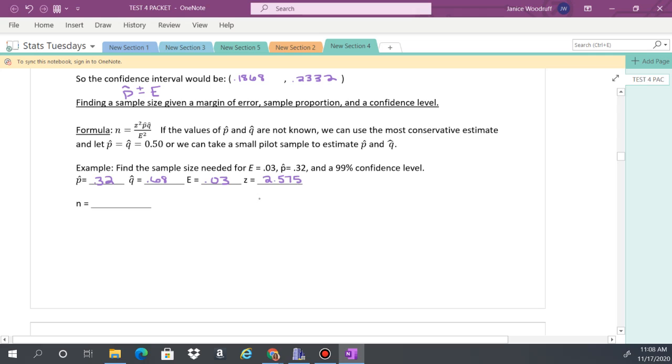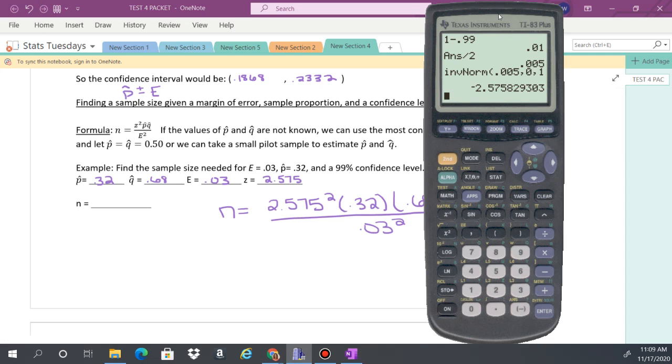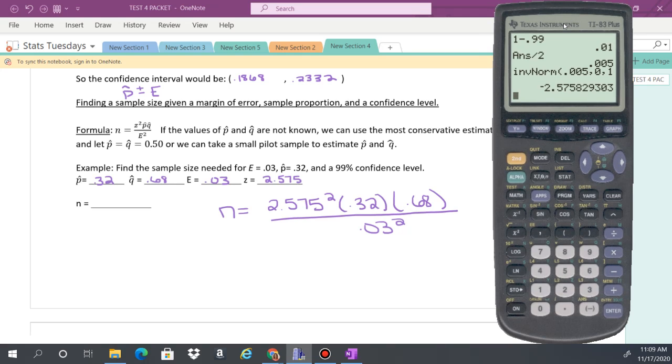Okay, so we have everything we need. We just need to plug this into the formula. So the formula is going to be n equals z squared, so 2.575 squared, times p, 0.32, q, 0.68, and then over the margin of error squared, 0.03 squared. So that's just really working in your calculator. What is 0.03 squared?